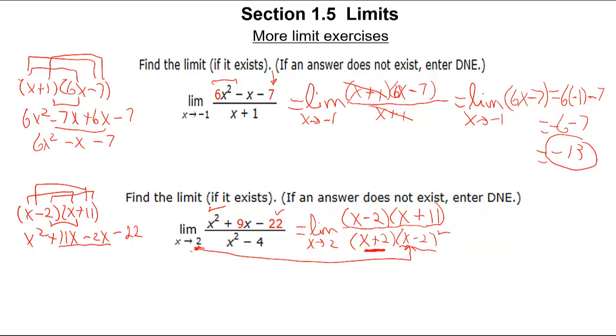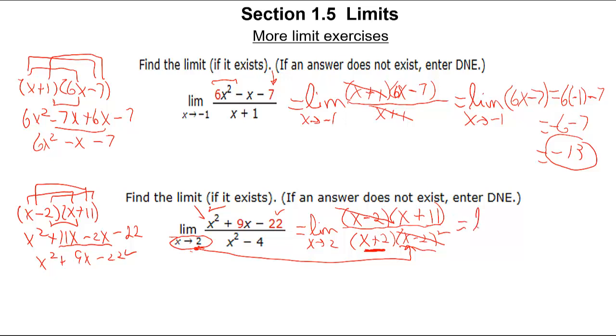And then 11 minus 2 is 9. So I get x squared plus 9x minus 22, and that is in fact what I was looking for. So it did work. I was hoping it would, because doing that allows me to cancel out the factor that was problematic. And the reason it was the x minus 2 that I wanted to go away is because that was the one that was giving me trouble if I just tried to plug a 2 in directly.